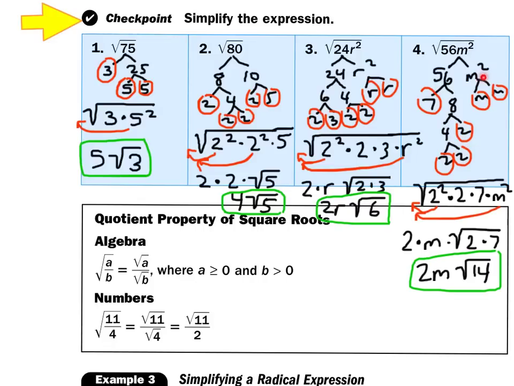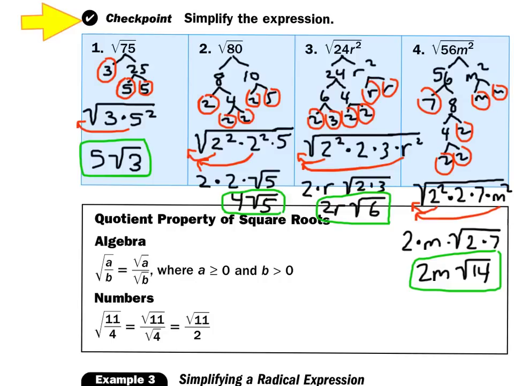And then you can break apart the m to the second power, m times m. Okay, now put things in order, but look for pairs. So I see a pair of 2's, so I'm going to put 2 to the second power. There's still one more 2, so I bring that down. There's a 7, I bring that down. And there's a pair of m's, so I put m to the second power.